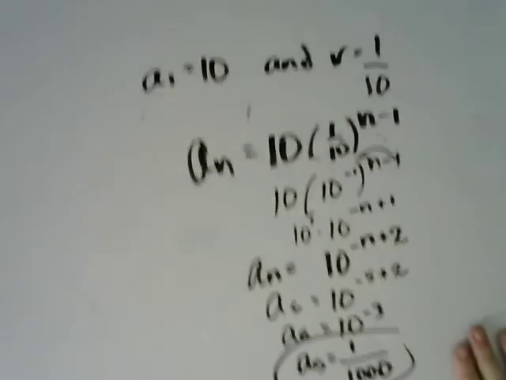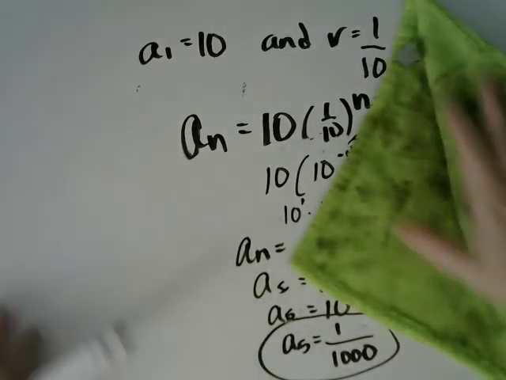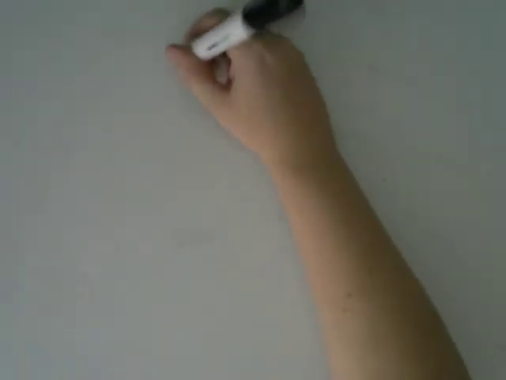Last example. Example 3, they're giving us the third term and fifth term. They are not telling us the common ratio. So what we're going to try to find is the common ratio for this equation.